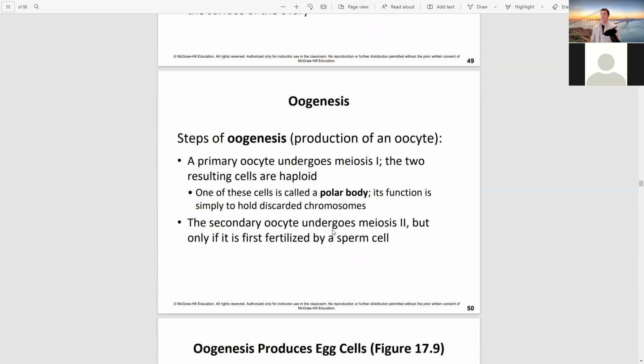So oogenesis is the production of an oocyte. A primary oocyte undergoes meiosis I. The 2 resulting cells are haploid. One of these cells is called the polar body. Its function is simply to hold discarded chromosomes. The secondary oocyte undergoes meiosis II, but only if it is first fertilized by a sperm cell.